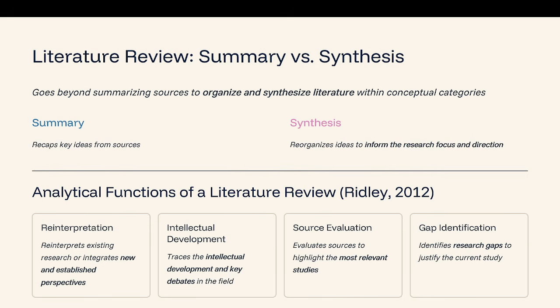Well, let's talk about literature review summary versus synthesis. Well, we can say here that a literature review may consist of simply a summary of key sources. But in the social sciences, a literature review usually has an organizational pattern and combines both summary and synthesis, often within specific conceptual categories. For example, a summary is a recap of the important information of a source, but a synthesis is a reorganization, or you can say a reshuffling, of that information in a way that informs how you are planning to investigate a research problem.